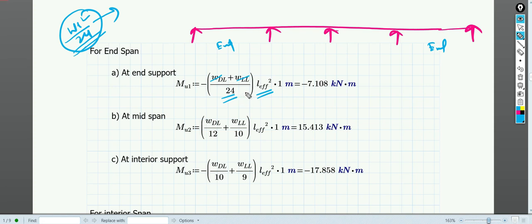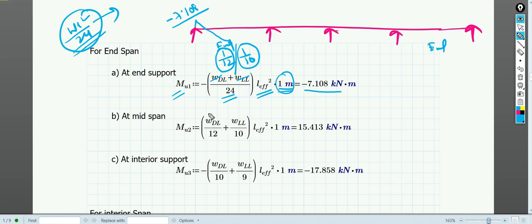WL square by 24 into 1 meter, because we have taken only a 1 meter strip, so that is why multiplied by 1 meter. So Mu1 becomes (w1 plus w2) by 24 into L square into 1 meter, which is minus 7.108 kilonewton meter. So this is somewhere here, minus 7.108. At the mid span, we have already discussed that it is 1 by 12 for dead load, and 1 by 10 for imposed load. You can see it in the table.